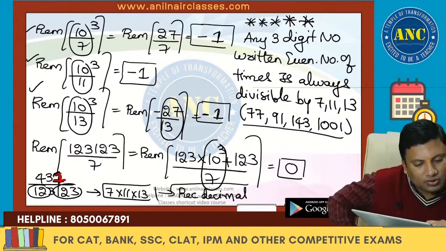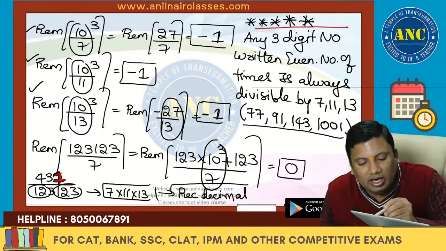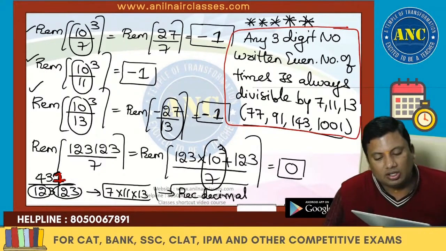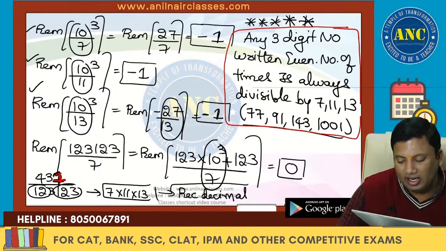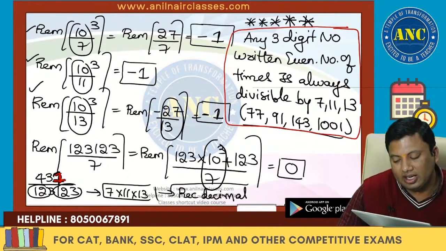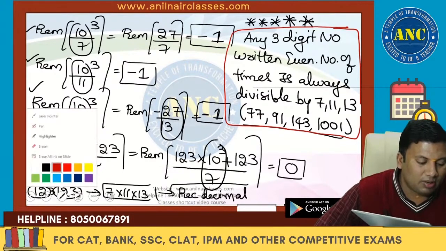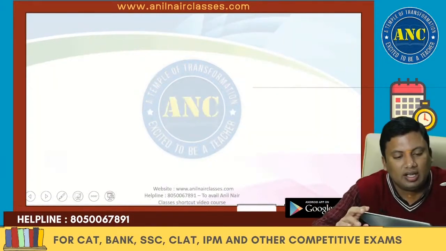431 by 123, 123. Any 3-digit number written an even number of times is always divisible by 7, 11, 13, 77, 91, 143 and 1001. Numerator and denominator are co-prime to each other. Next one.